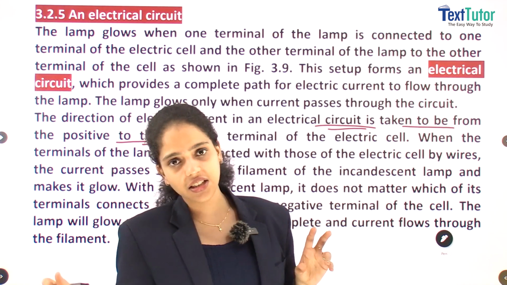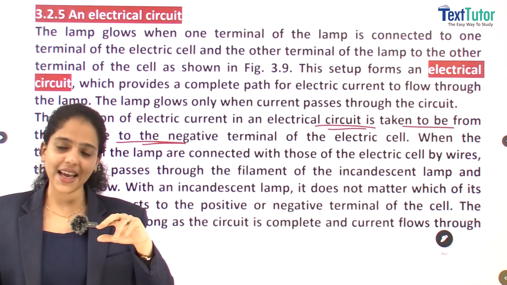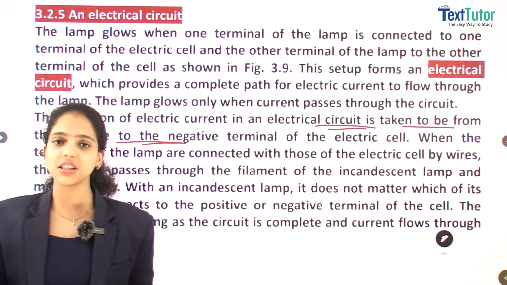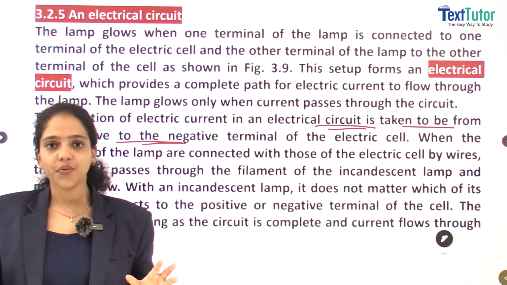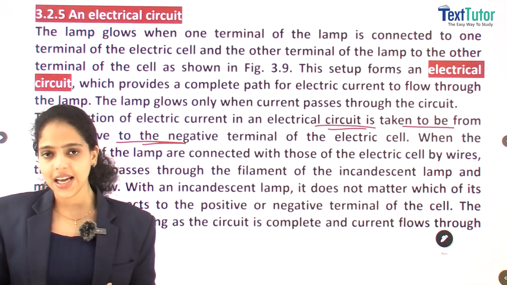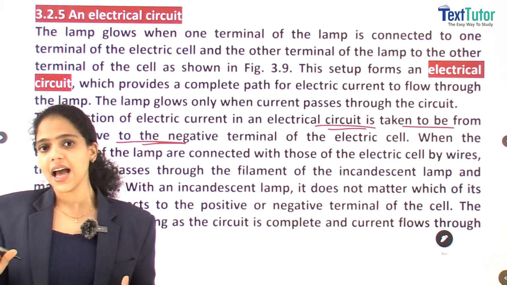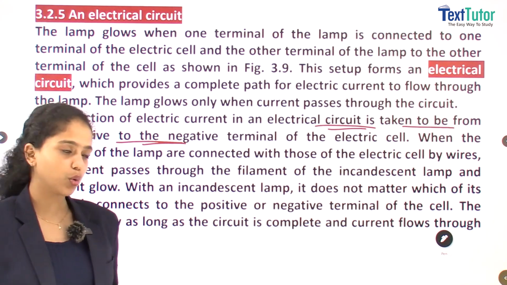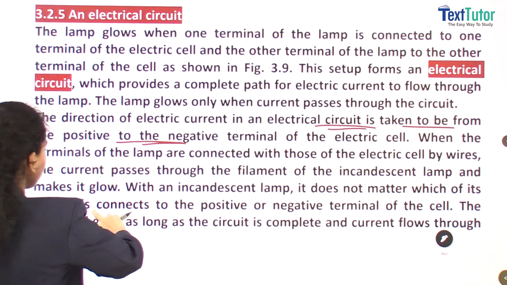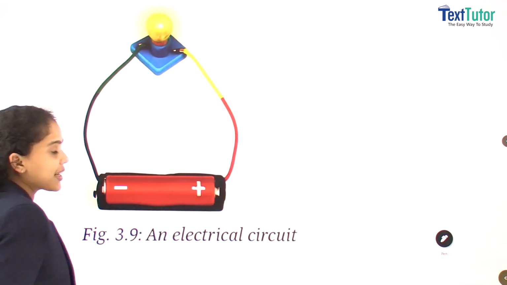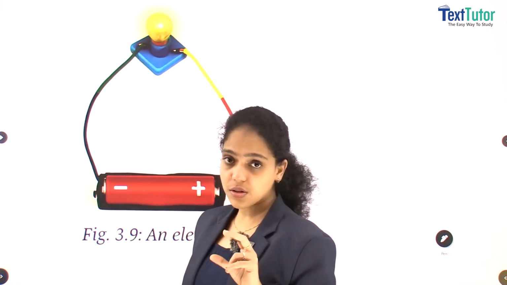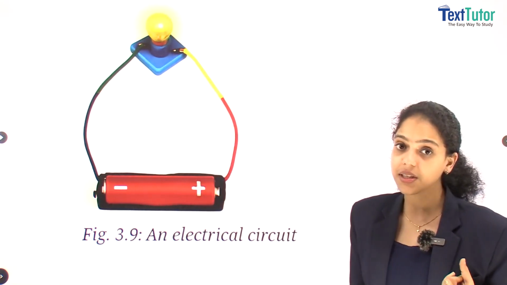One terminal is connected with the positive terminal of the cell and the other terminal with the negative terminal of the cell, which makes the circuit complete. The electric charge flows from positive to negative through the bulb, and the electric current flowing through it makes the filament glow.